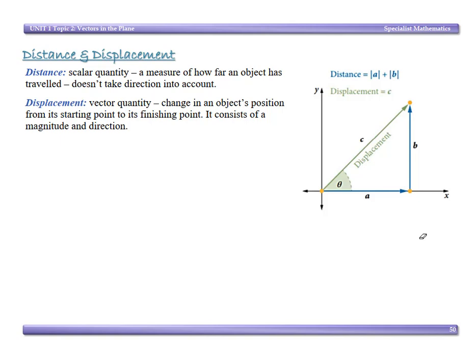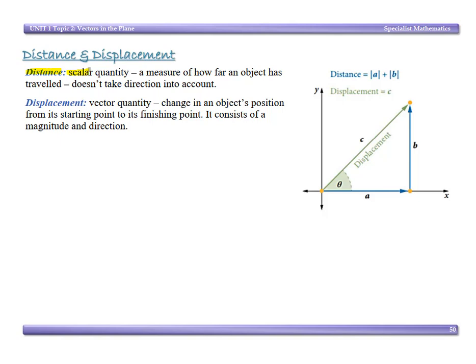Let's look at some applications of vectors, and we'll start with displacement and velocity, including relative velocity. Now, distance and displacement, the first thing you should think about is that distance is a scalar quantity. It's a measure of how far an object has travelled. It doesn't take direction into account.